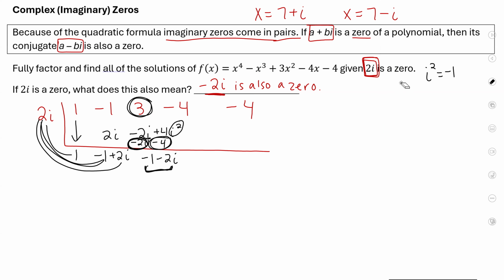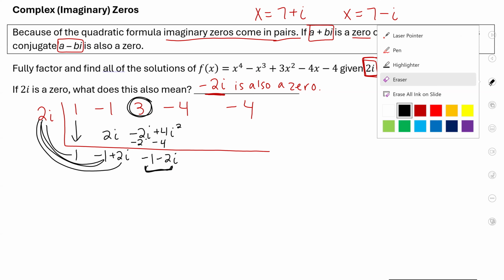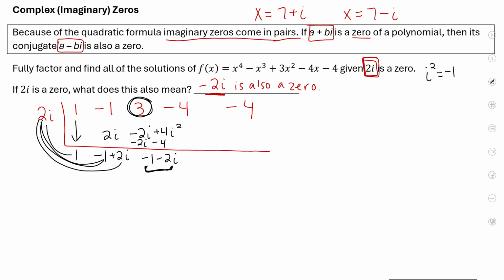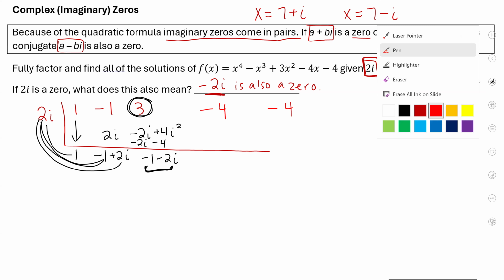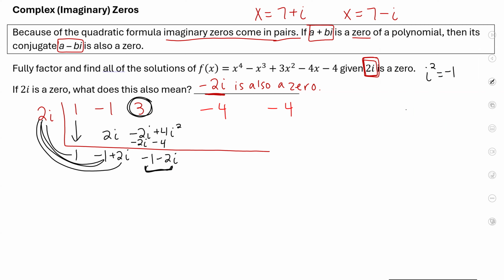Okay, now we're going to multiply again. I'm running out of space here, so I'm going to scoot these two numbers over. Minus 4, minus 4. Okay, so let's continue multiplying. I'm going to do negative 1 times 2i, that's negative 2i. Then I'm going to do negative 2i times 2i, that's negative 4i squared.